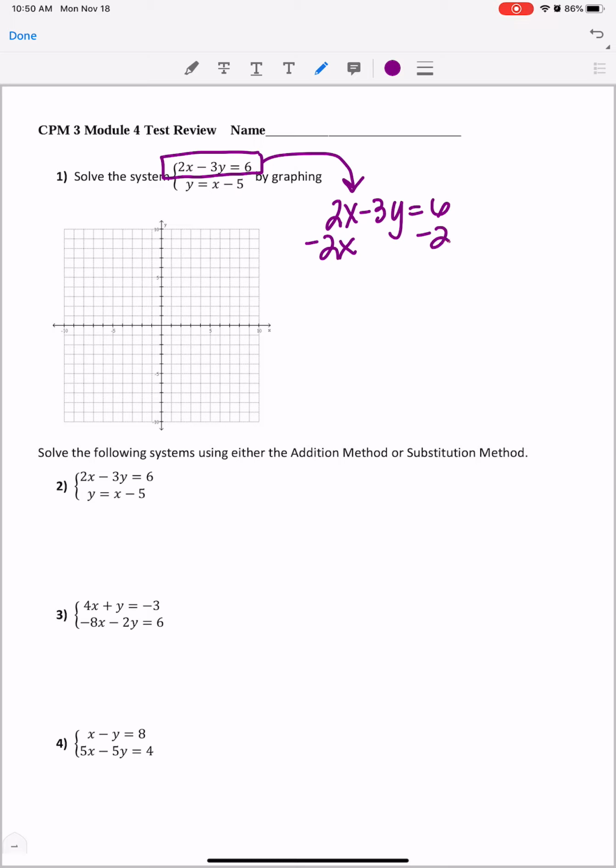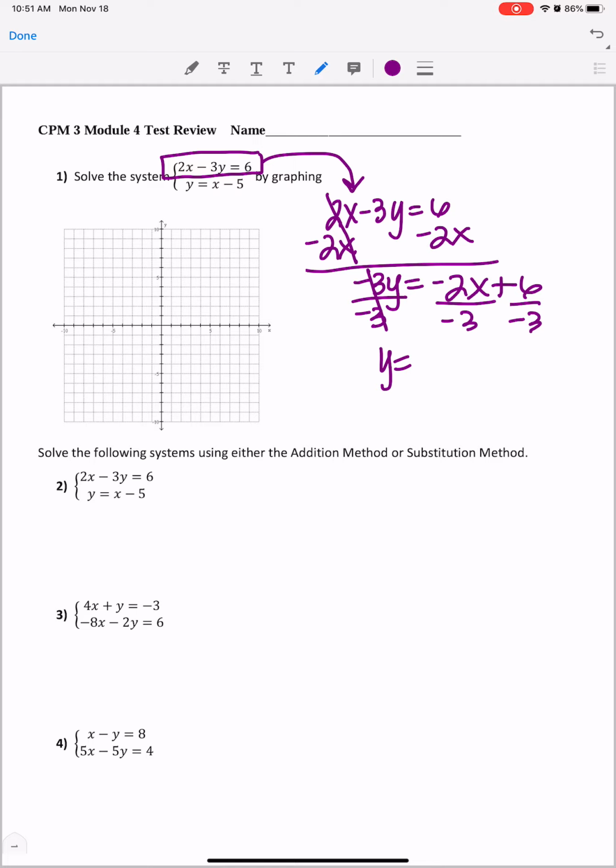So I'm going to subtract my 2x over. So I've got negative 3y equals, you can't combine these, so you've got negative 2x plus 6. You want to make sure your 2x stays negative and this 6 is positive, so plus 6. Then we're going to divide by negative 3. When you divide by negative 3, you need to divide everything by negative 3. So now my equation is y equals, I can't reduce 2 and 3, but negative over negative does become positive 2/3 x. And then 6 divided by negative 3 is a minus 2.